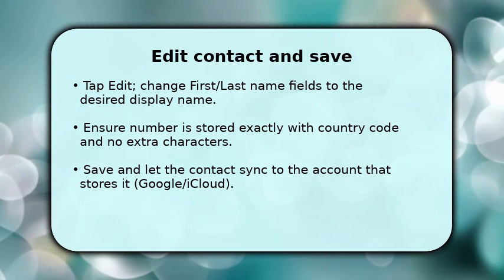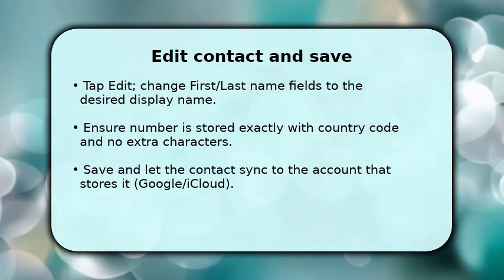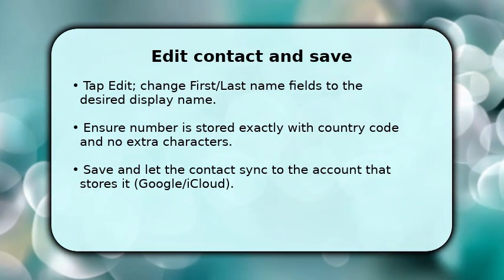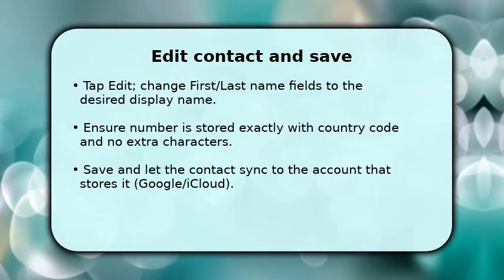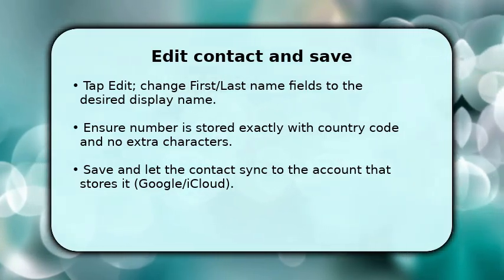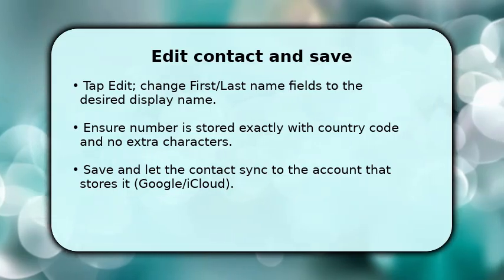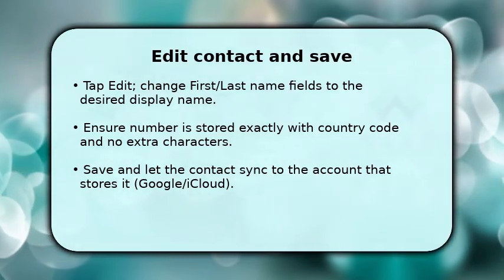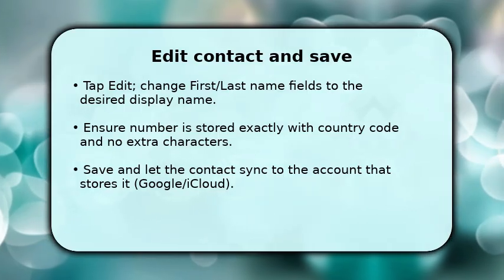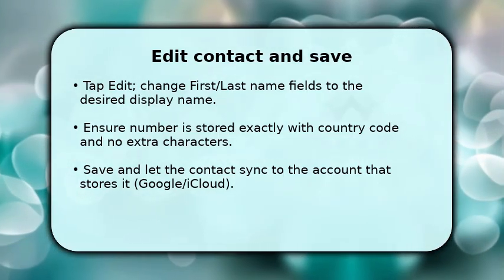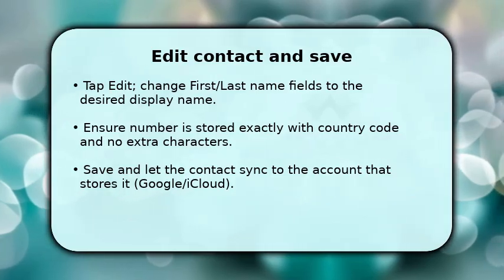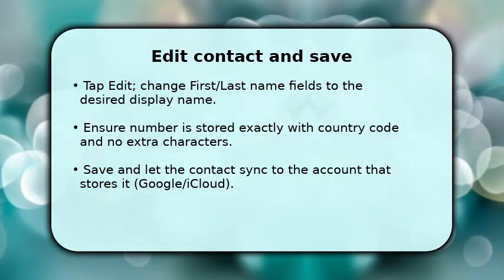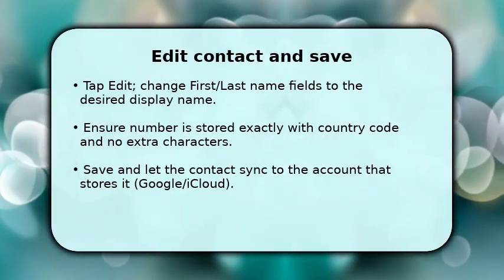Next, tap Edit on the contact entry and update the first and last name fields to the exact display you want seen in Botim. Make sure the phone number is formatted with the correct country code and no extra symbols so the app matches it properly. Once you save, allow the contact to sync if it's tied to Google or iCloud. This ensures the change is available to all apps. You're adjusting the source record because Botim reads that, not its own local name field.